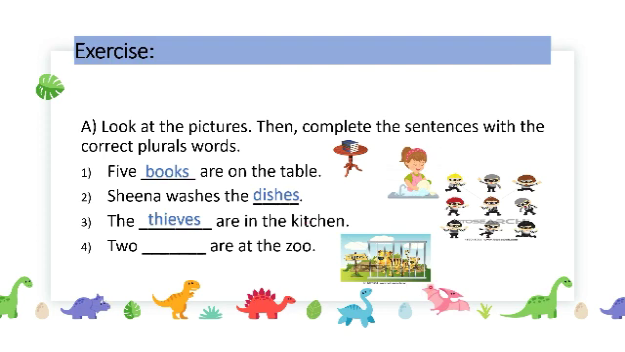Okay. And the fourth one, 2 dash are at the zoo. Students, can you see who is there in the zoo? Who is in that cage? Yes, our national animal. Yes, it's tiger, right? So how many are there? There are 2. So 2 tigers are at the zoo.